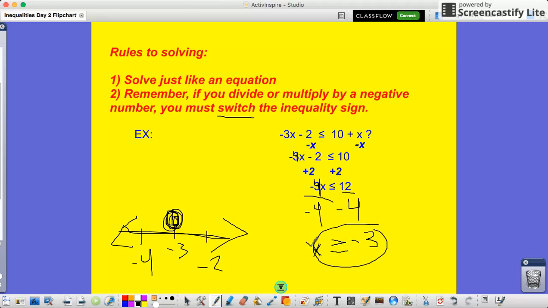However, make sure that your x is on the left side, because you can't do it correctly unless the x is on the correct side, which is the left side. So we go in this direction. And this would be the answer.